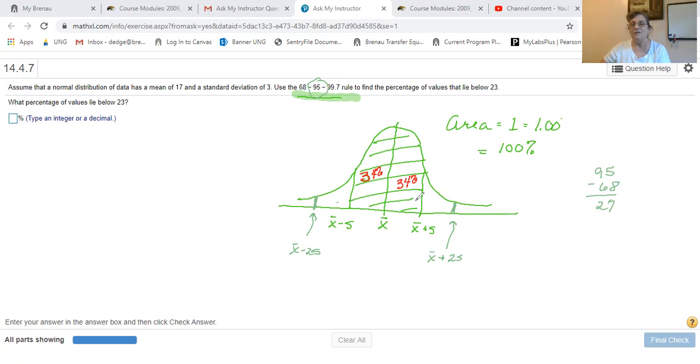Now, if the total of this is 27%, then half of the 27, 13.5%, lies in each of these places. So this spot has 13.5%, as does this.